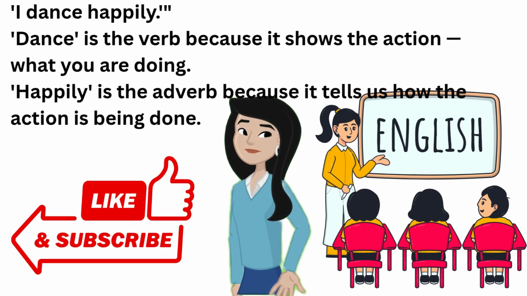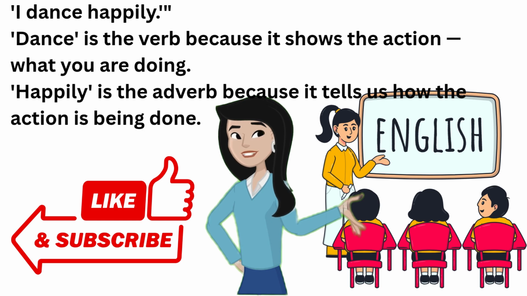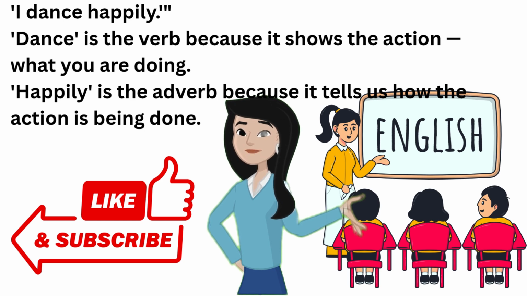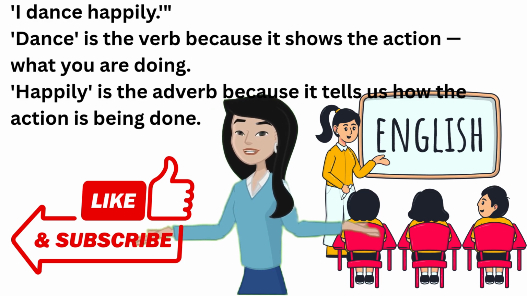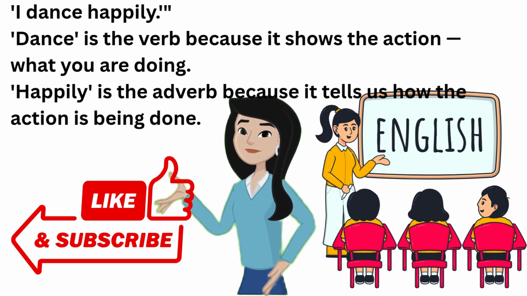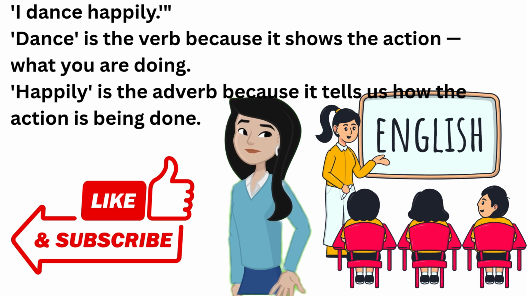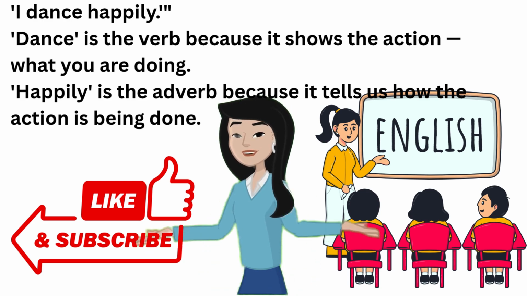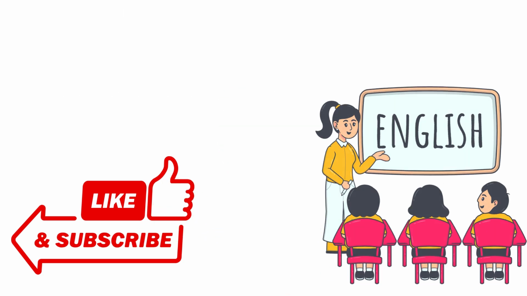Great question. Let's look at the sentence. I dance happily. Dance is the verb because it shows the action, what you are doing. Happily is the adverb because it tells us how the action is being done. So, you're not just dancing, you're dancing happily. Adverbs often end in -ly and describe how, when, or where an action happens. Keep asking questions, that's how we learn.